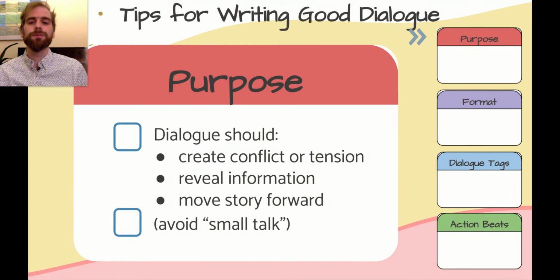When you're writing your story, all your dialogue should have a purpose. And some of the best things that dialogue can do are create conflict or tension between characters to show some disagreement maybe, or differences in perspective. Dialogue can also reveal information. We can learn important plot details from people speaking and generally just advance the story forward. Someone makes a decision, something happens, something changes as a result of what someone says.